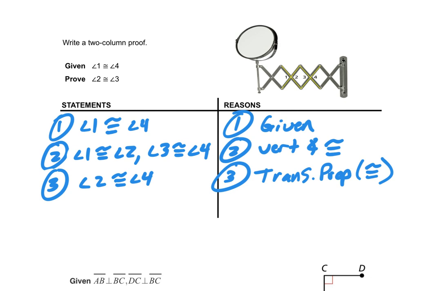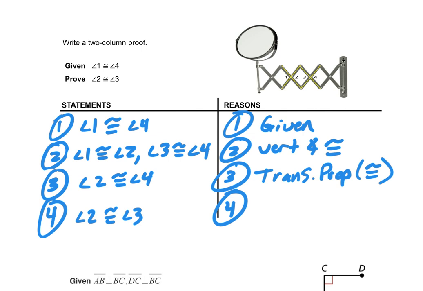Okay, are we done? Have we proven what we need to prove? No. Our goal is to prove 2 and 3 are congruent. So now look at these 2 statements. What's 3 congruent to? 4. What's 2 congruent to? 4. Since they're both congruent to 4, then what can we say? 2 is congruent to 3. Okay? And that's where we wanted to end up. So we're going to say angle 2 is congruent to angle 3.